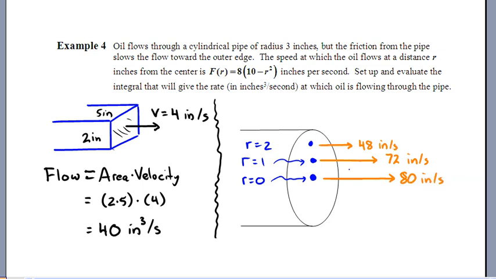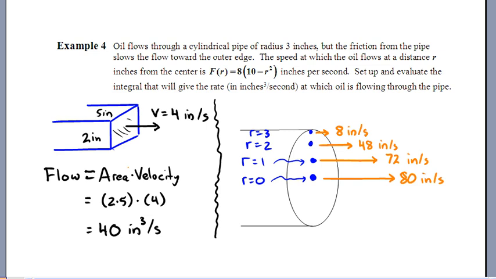And then right at the edge, when r is equal to 3, 10 minus 3 squared, 10 minus 9 is a 1, times the 8 is an 8. Whoa, look how slow it is right there at the edge. Barely moving at all here. 8 inches per second. That's the velocity there. So it's going to be a little more interesting than the nice picture over there on the left.